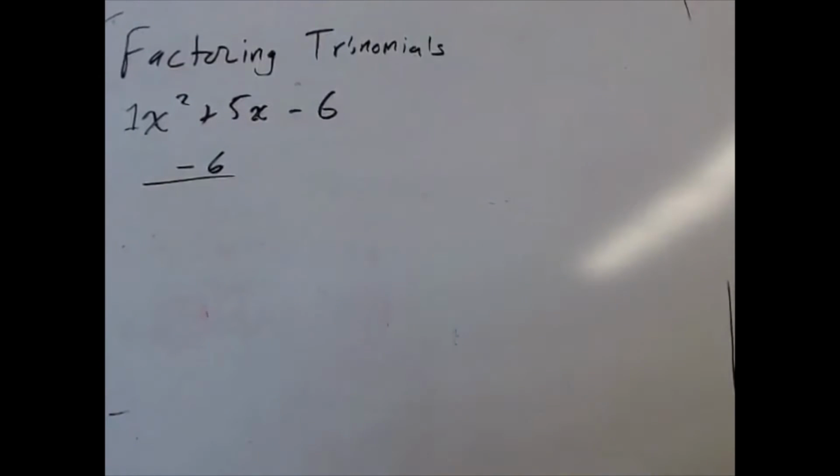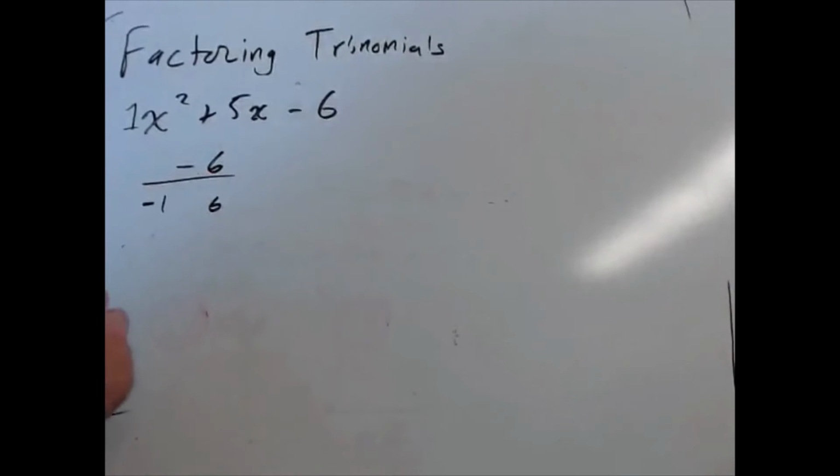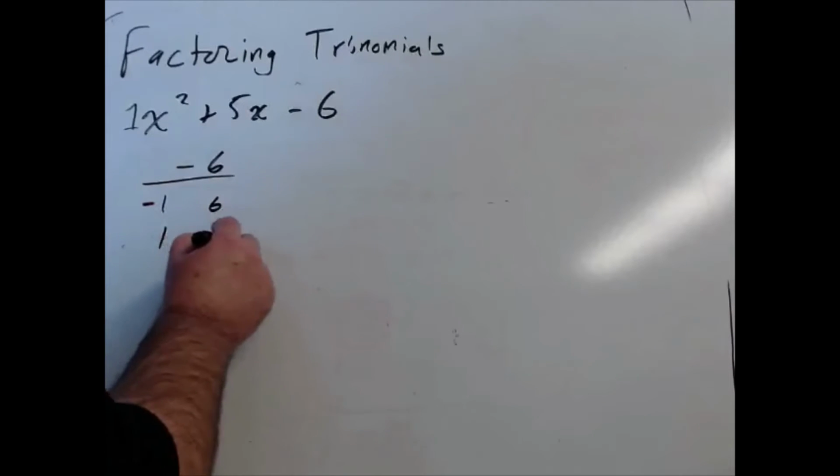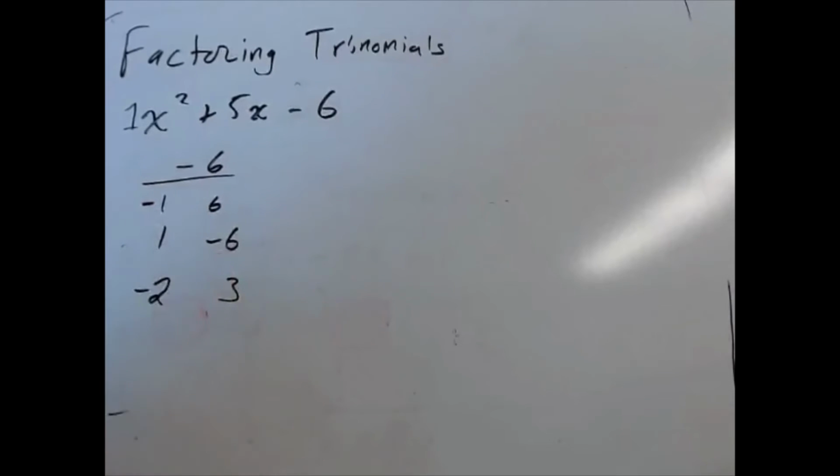Since it's a negative, I know that at least one term in every pair must be negative, right? So negative 6 could be negative 1 times positive 6. It could be 1 times negative 6. It could be negative 2 times 3, or 2 times negative 3. Okay?